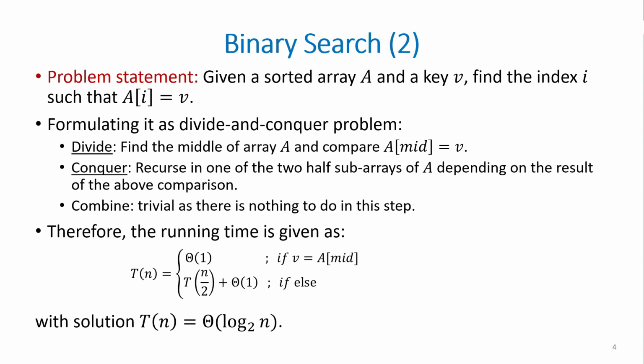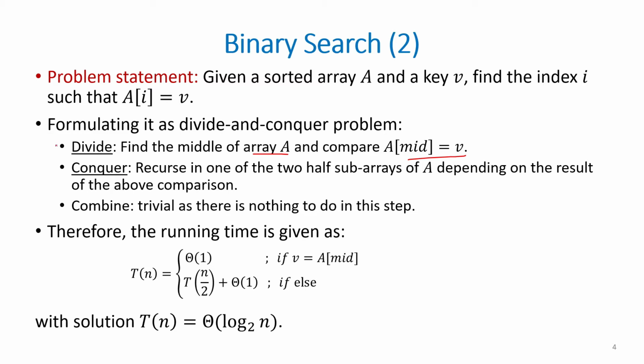Now let us see how to formulate the binary search as a divide and conquer problem. In the first phase, which is divide, we find the middle point of the array A in constant time and compare the value at this point with the key v. The base case is when the middle element is the only element left as the subarray of array A. In the conquer phase, we then repeat the search in only one of the two half subarrays of A, since the array is already sorted. Finally, in the combine phase, we do not have anything to do for this particular search algorithm.